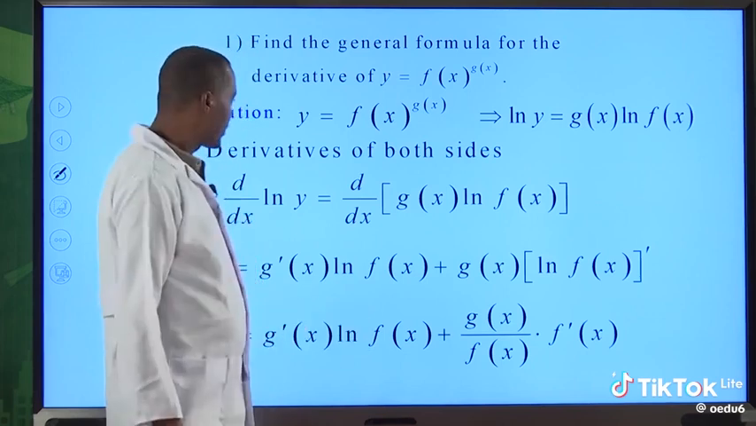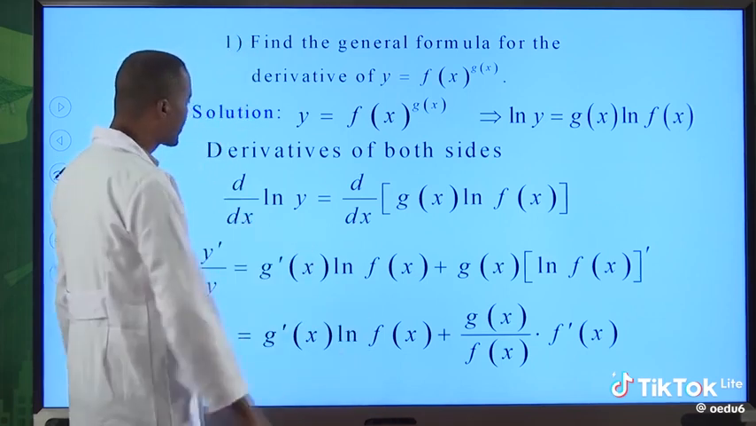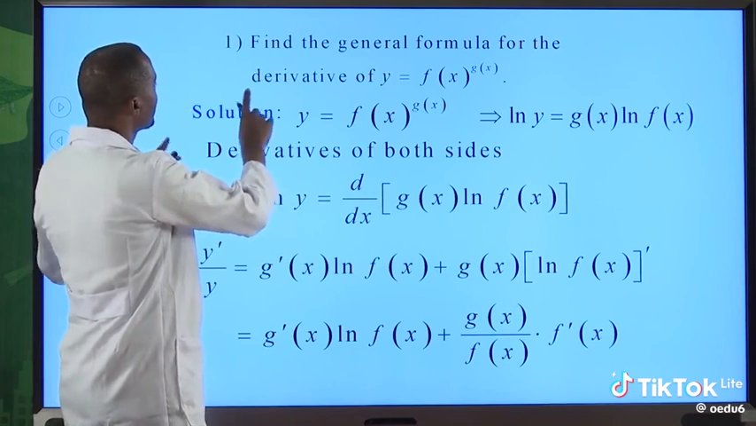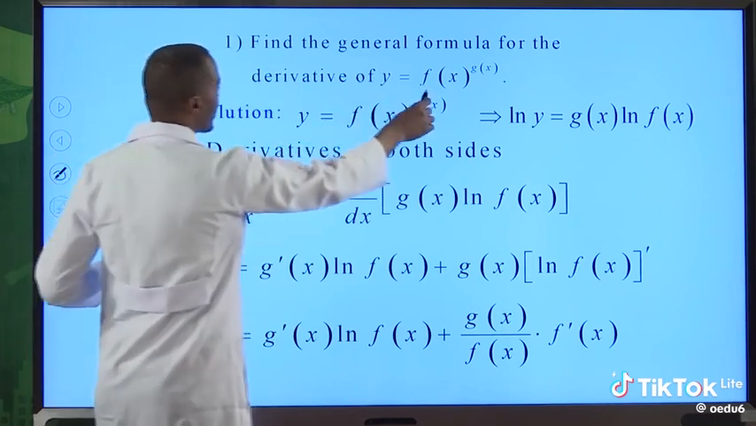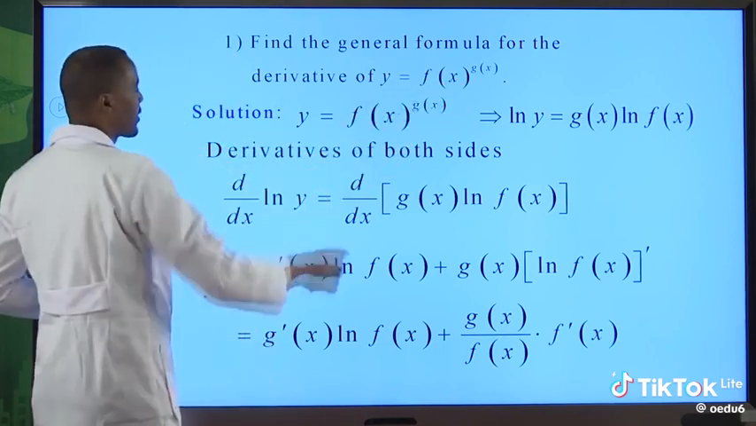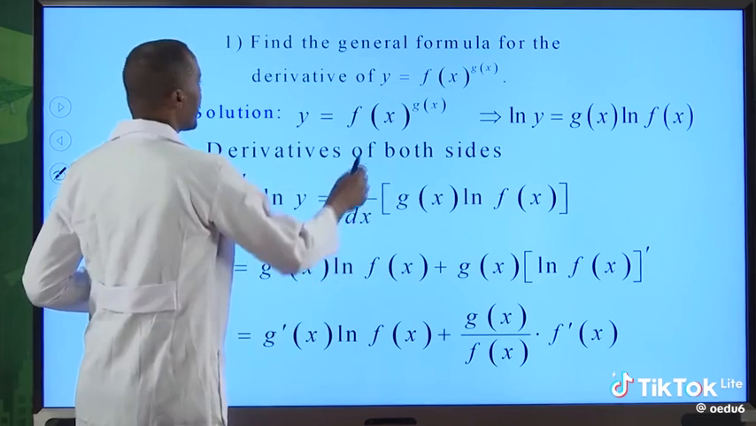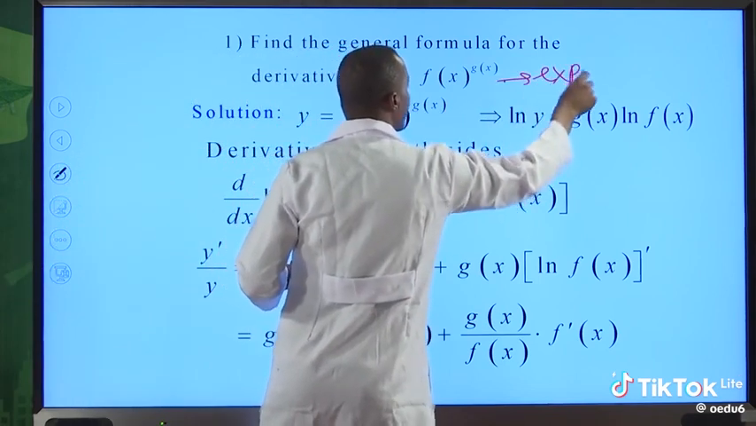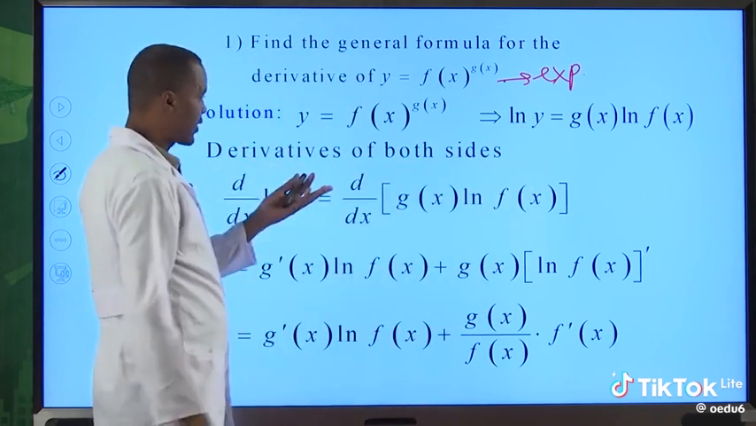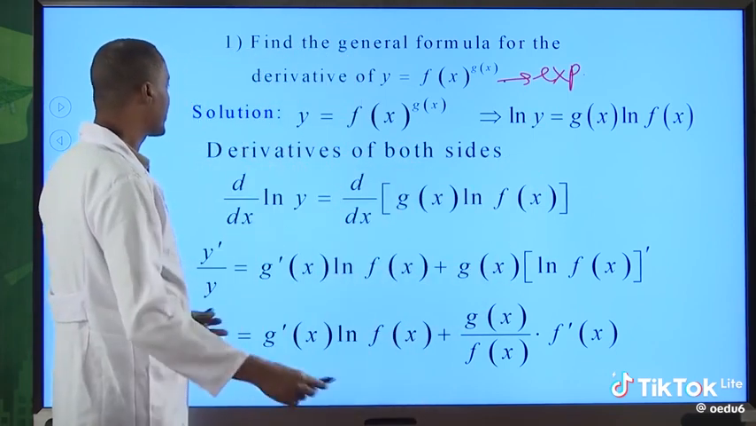Okay, welcome back, and time is over. The problem says find the general formula for the derivative of y is equal to f of x to the power of g of x. First, because this is an exponential function, and we have said that if we are given an exponential function, first we have to convert that into a logarithm.